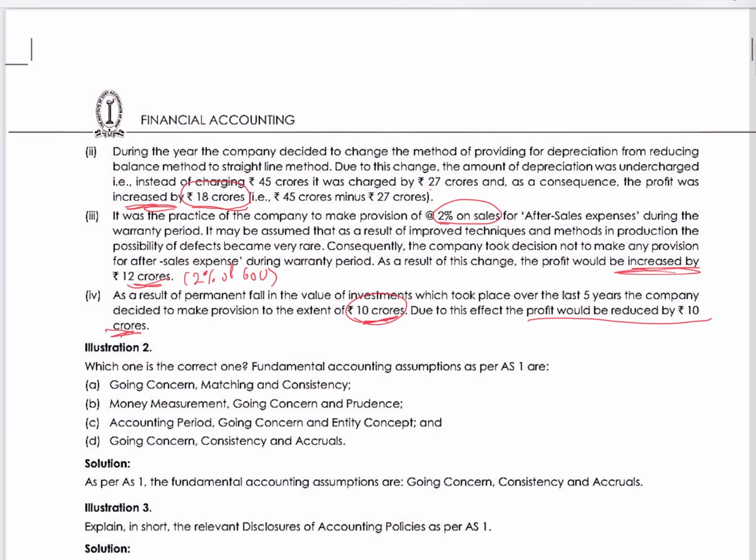So these are the changes in accounting policies. Disclosure is required of how this change in accounting policies has impacted our profit. That disclosure with the figures and amount should be given in your notes to accounts. If the figures are not ascertainable, then the disclosure should be given with a specification that amounts are not ascertainable, but disclosure is mandatory. Fine.